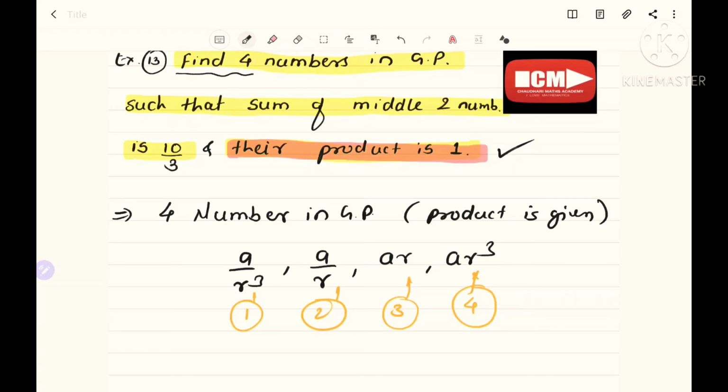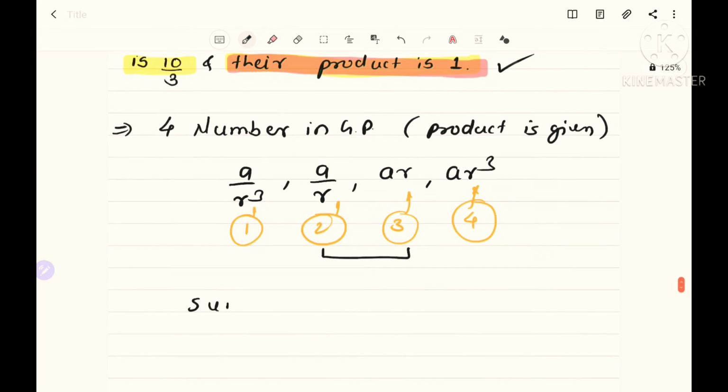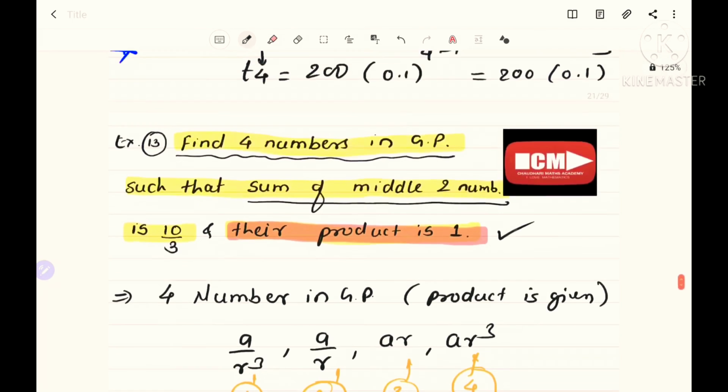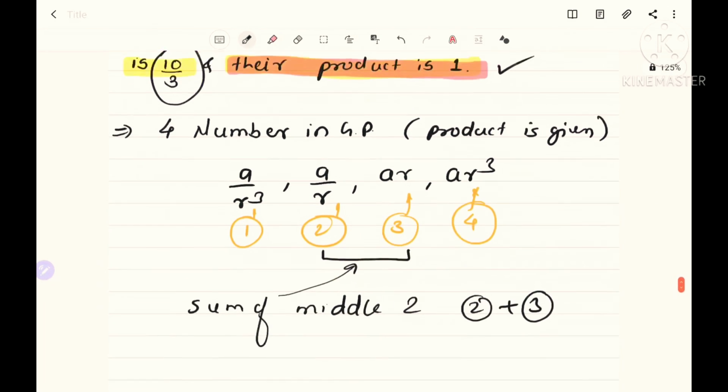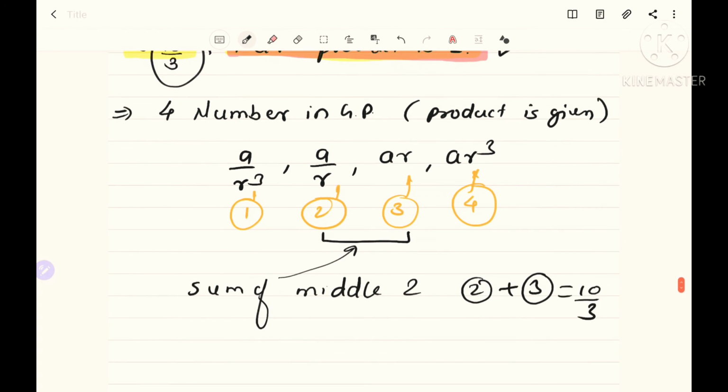Find 4 numbers in GP such that the sum of the middle 2 numbers is 10 by 3. Sum of the middle 2 means the 2nd plus the 3rd, and this is equal to 10 by 3. With this sentence, what they want to give you is A divided by R plus AR equals 10 by 3. Let's mark this as equation number 1.